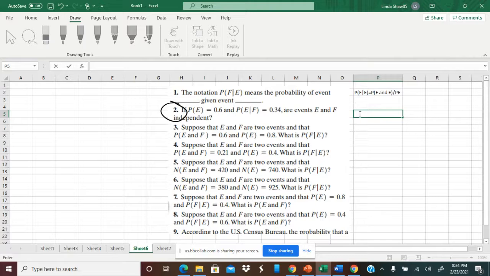So let's see. I have E and F is 0.6, so I'm doing 0.6 divided by the probability of E, which is 0.8, so 0.75.